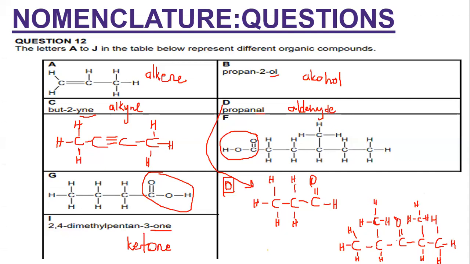So there is a methyl on carbon number 2, there's a methyl on carbon number 4, and this is a ketone, the carbonyl group, there it is. It is on carbon number 3, starting counting from here, okay? And this will be the structure of compound I.